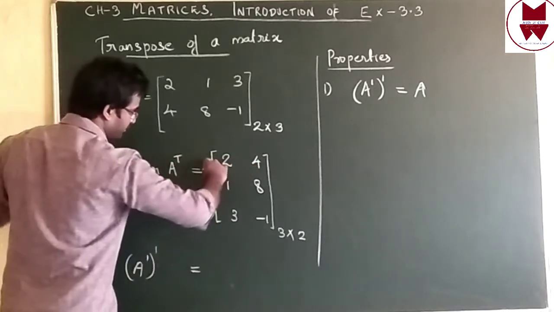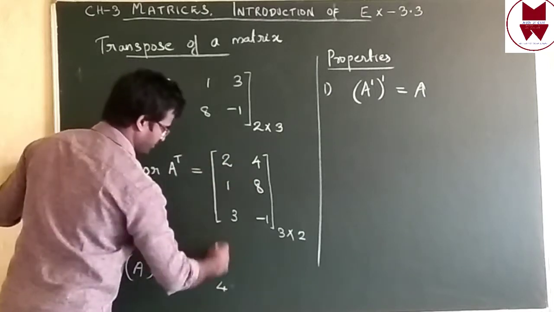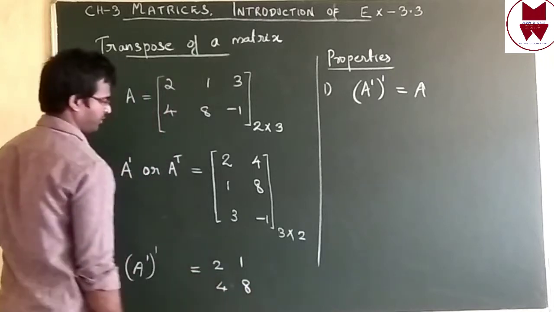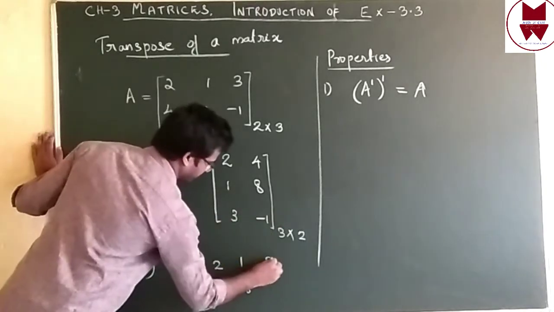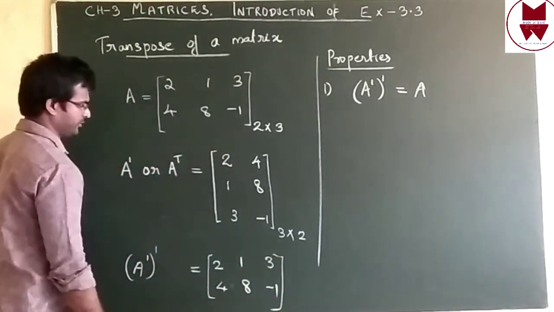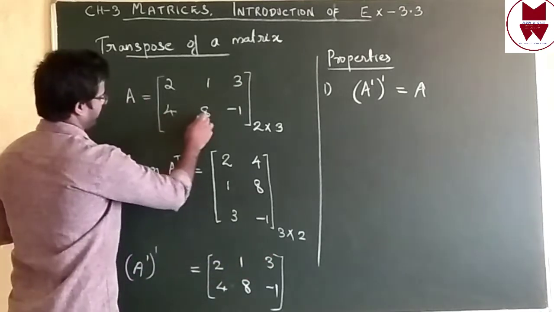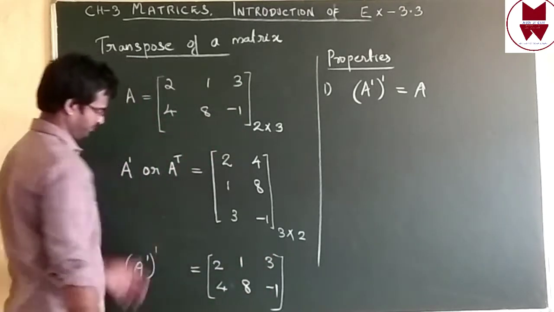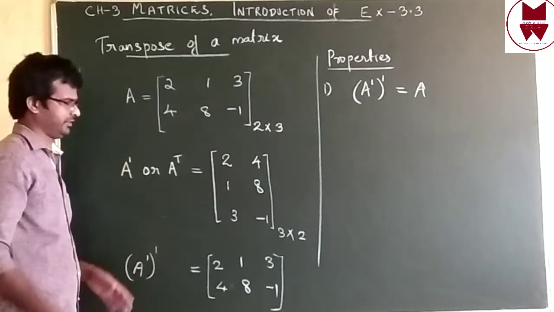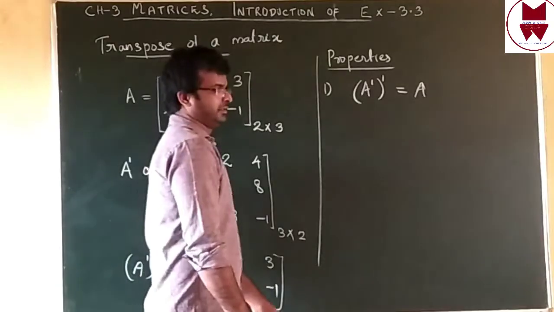Consider this matrix. This first row becomes the first column: 2, 4. The second row, 1, 8, becomes the second column. Then the third row, 3, minus 1, becomes the third column. How is it now? 2, 1, 3, 4, 8, minus 1. This A dash, all dash, and A are equal, isn't it? If we take the transpose 2 times, we will get the same matrix.